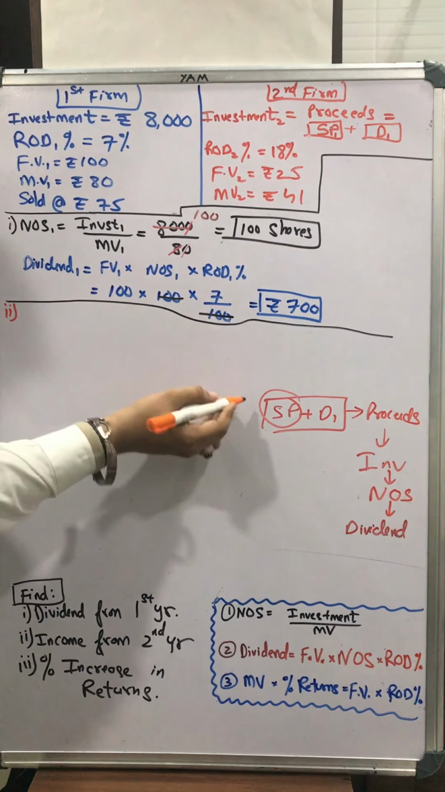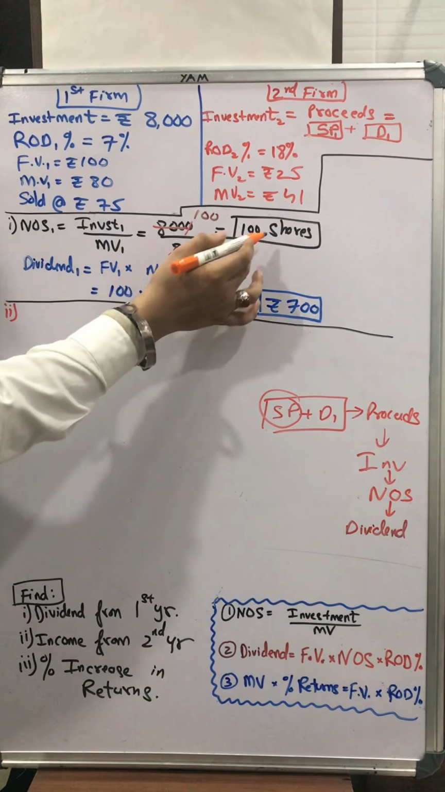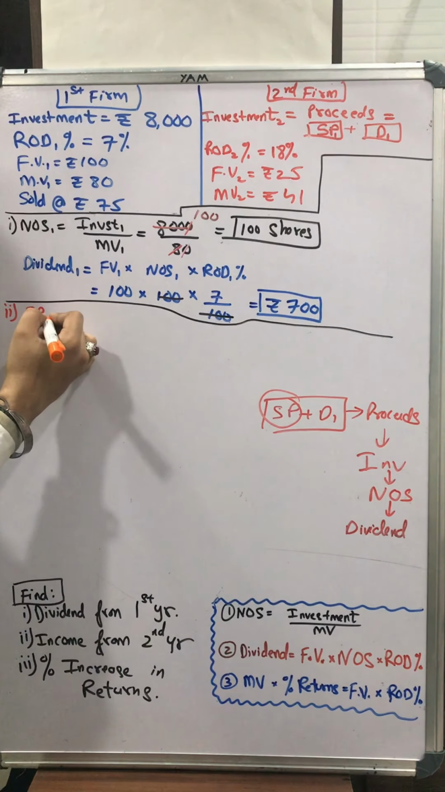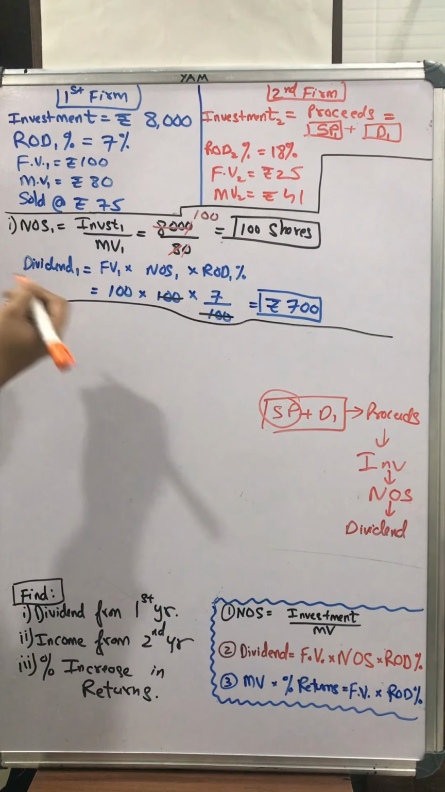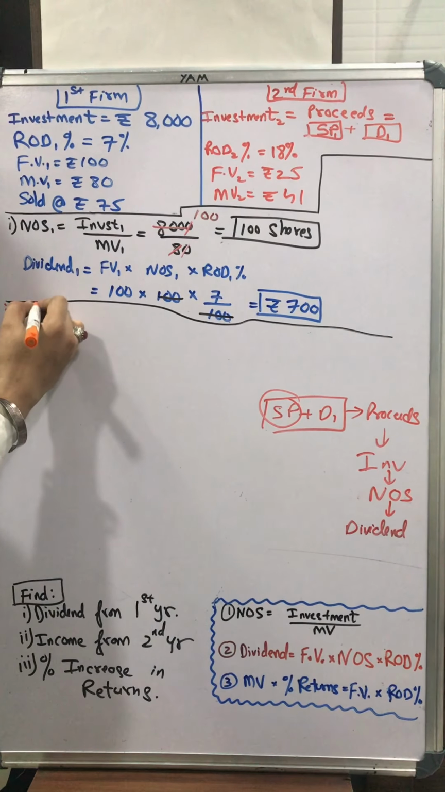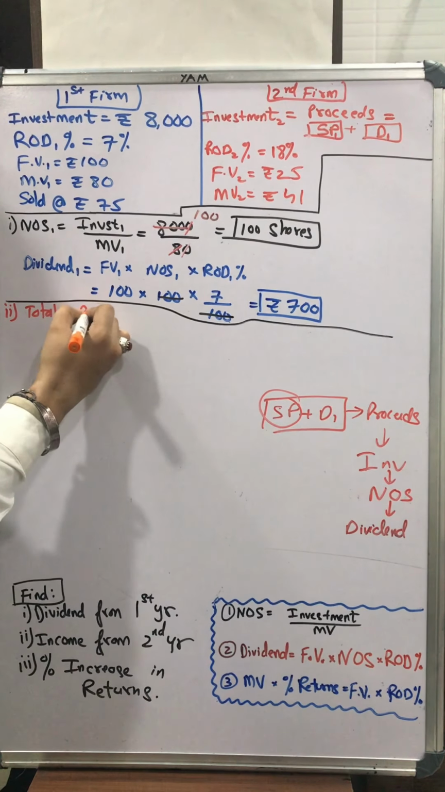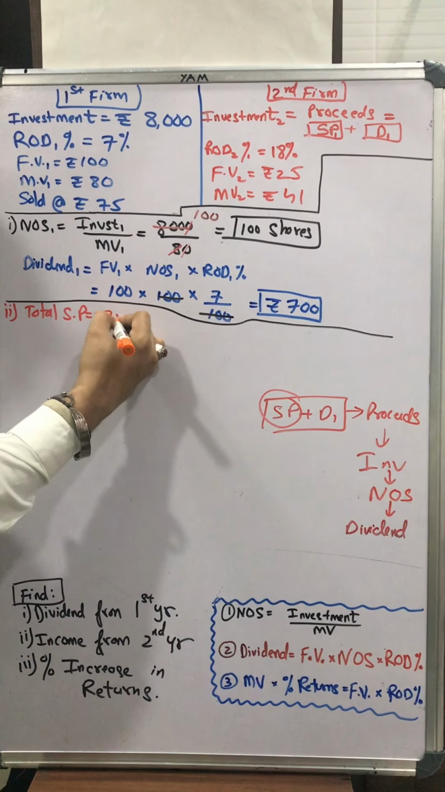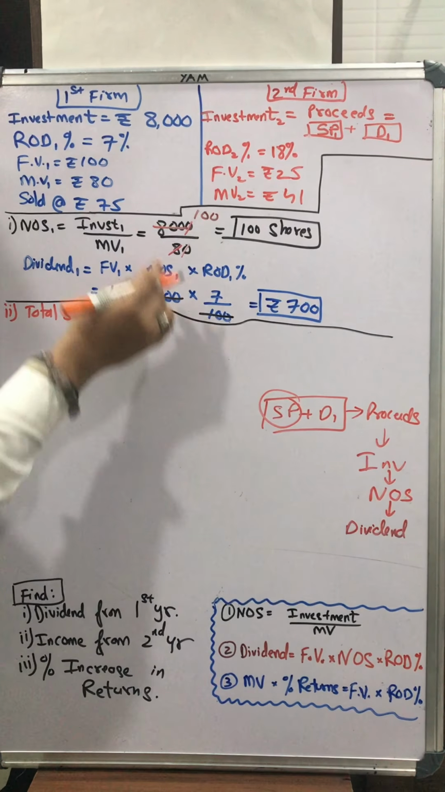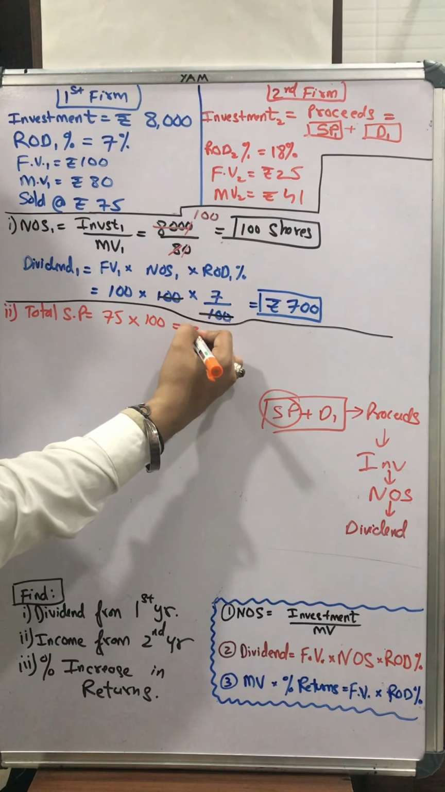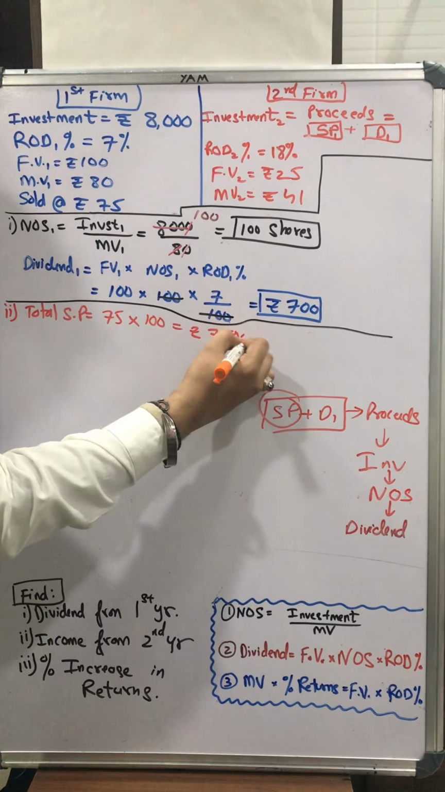And how many shares did he sell? He sold 100 shares. So I'll write the total selling price here. Total selling price: the selling price of one share was 75, multiplied by how many shares? 100 shares. 75 times 100 is equal to rupees 7500.